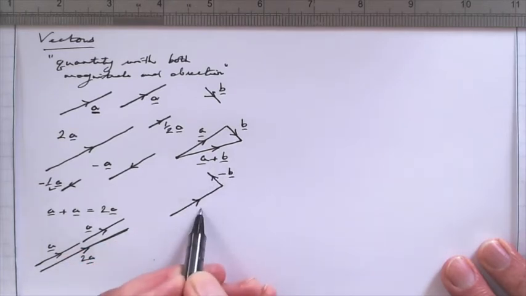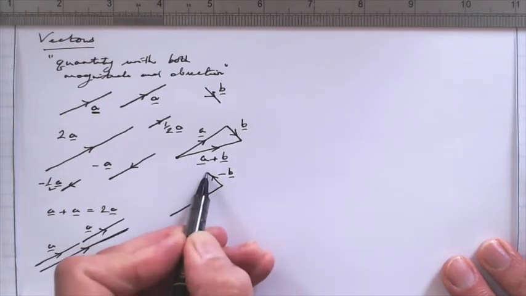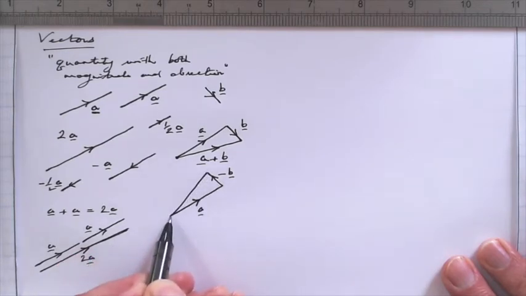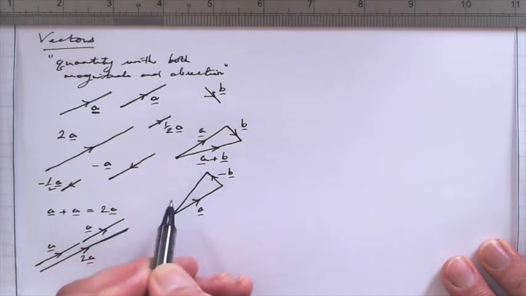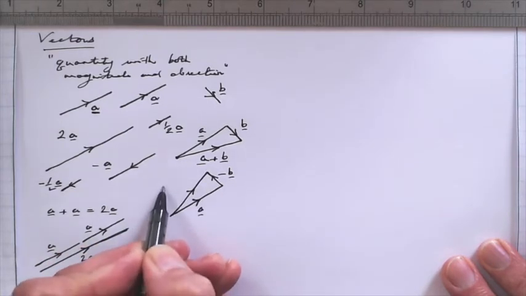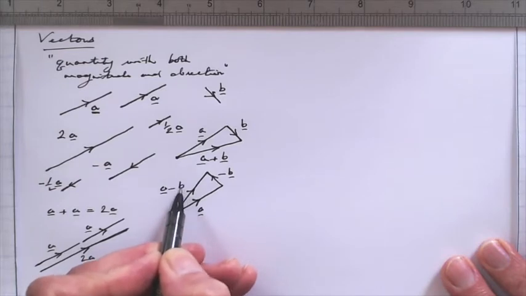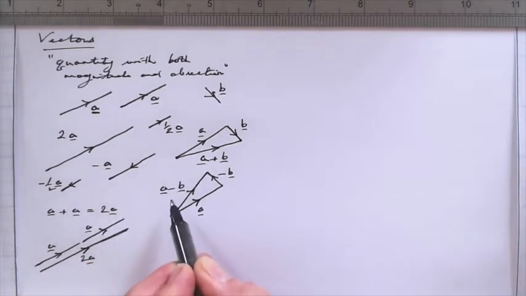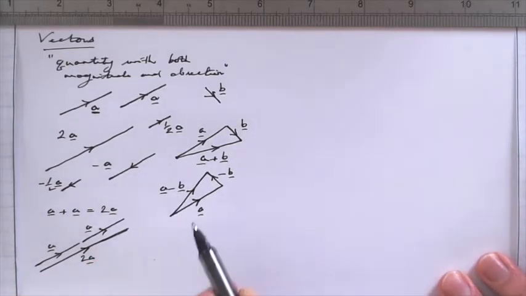Okay, here's the vector a. And so going from the tail of a to the head, as it were, of negative b, this gives us the net vector a take away b. In other words, a plus the vector negative b. So you can add vectors and you can subtract vectors like this.